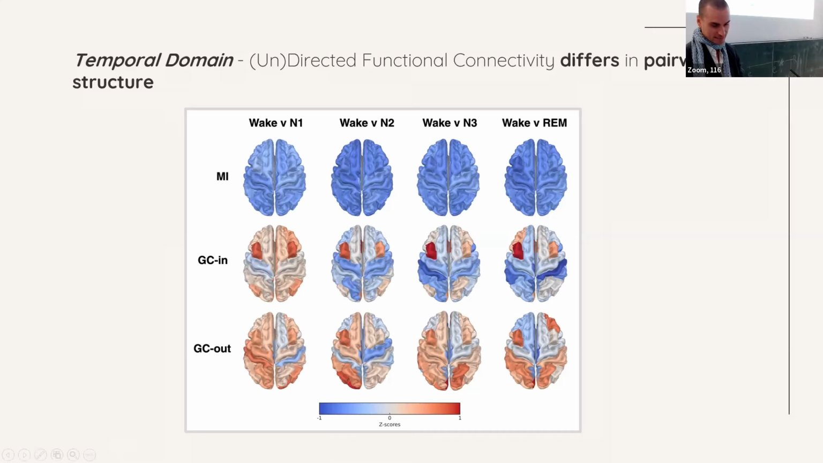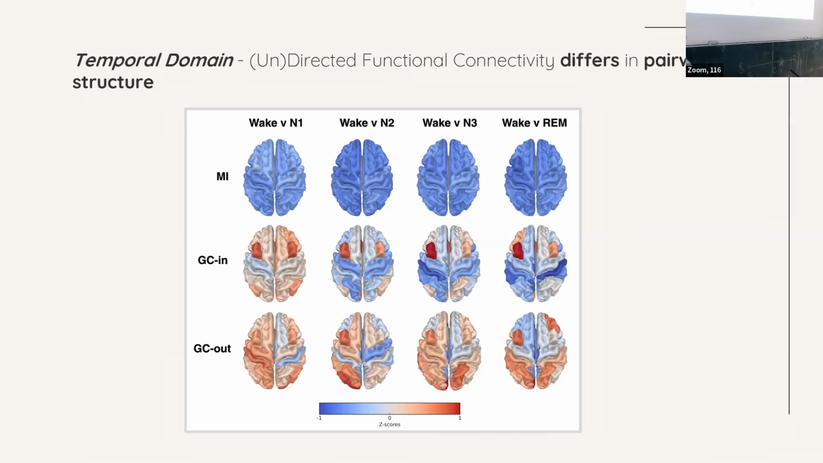However, if you look at that second row, which shows the information flow into each region from the rest of the system, and the third row, which shows information flow out of each region to the rest of the system, something fascinating starts to emerge. There's a gradual decrease in information flow into the posterior and temporal regions as we move through the sleep stages, and in the information flow out, there is a general increase in this same area. So I found this quite interesting.